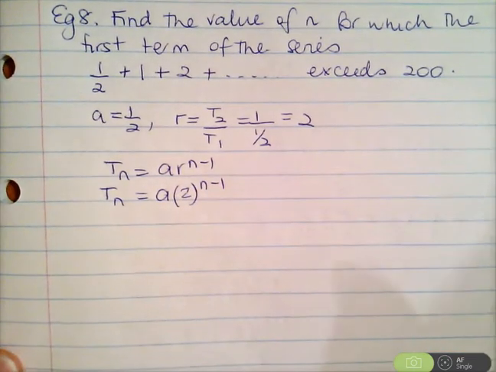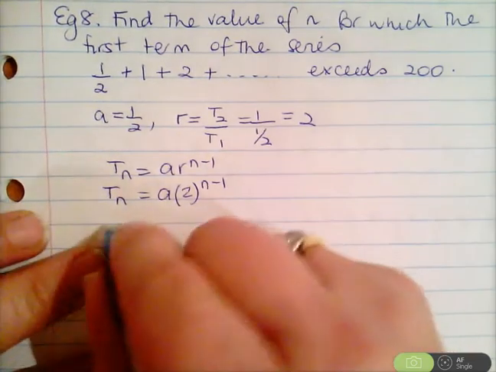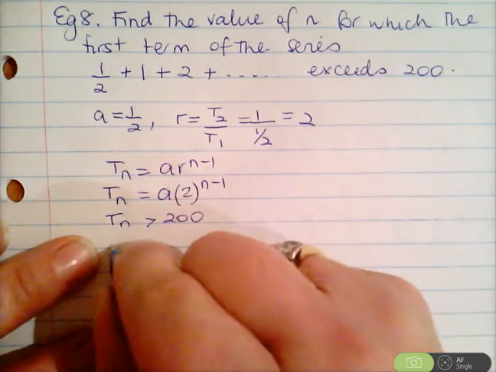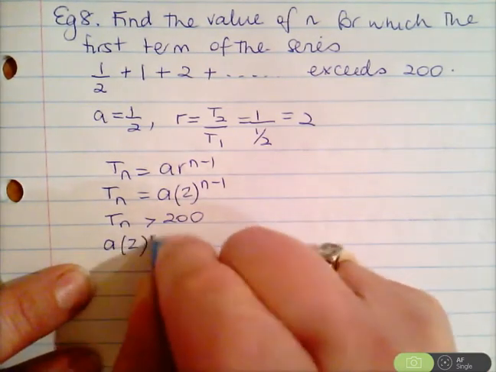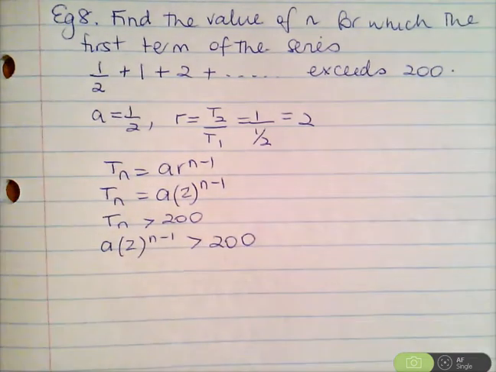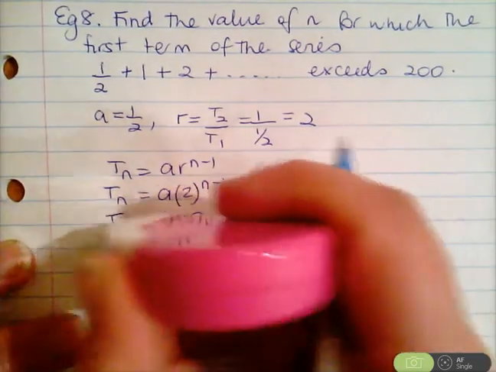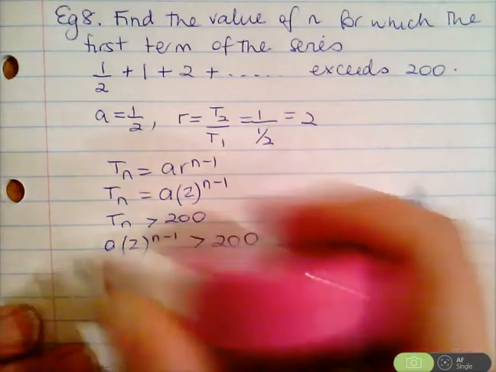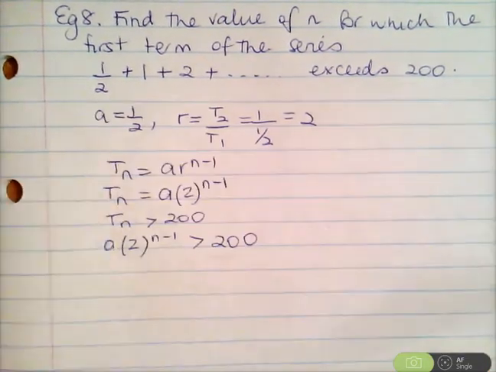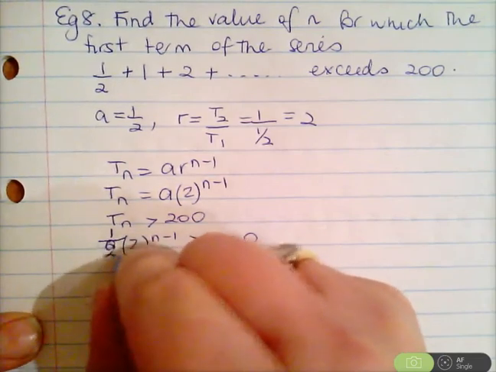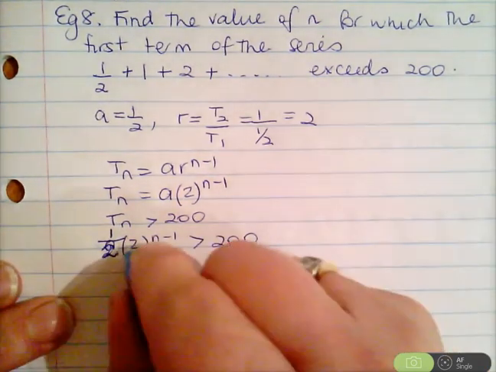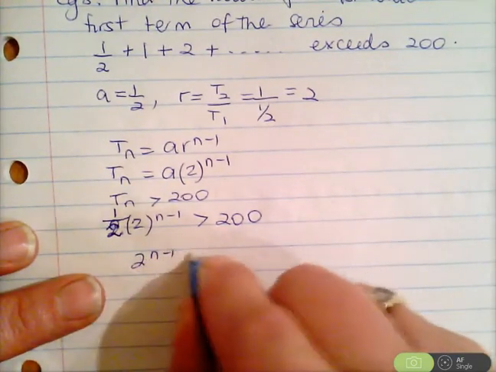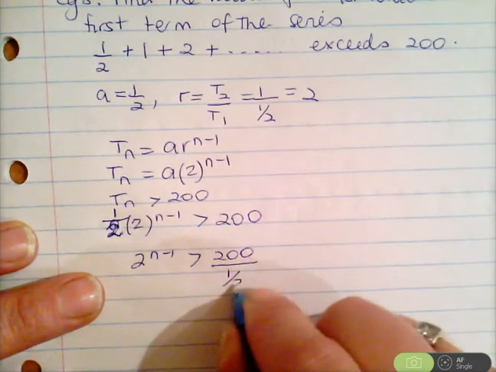So we want the first term of the series which exceeds 200. That means that Tn needs to be greater than 200. In other words, a times 2 to the power of n minus 1 needs to be greater than 200. I just need to substitute in what a is, and we know that a is a half. So 1/2 times 2 to the power of n minus 1 is greater than 200. Therefore 2 to the power of n minus 1 is greater than 200 divided by a half.